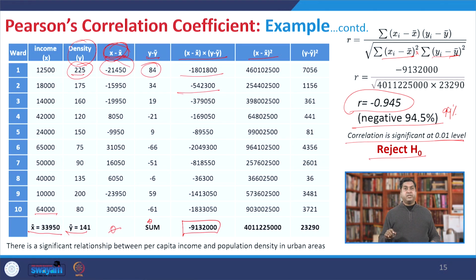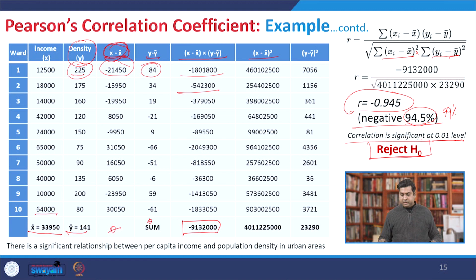Here we are having a relationship, and it is very strong because it is almost close to the value minus 1, right. But the relationship is something like that. If you have higher income, then density will be lower. Again I am telling you, this is just hypothetical data, maybe in some region you may get a different value, but because the value is very high at 94.5%, it is giving this kind of relationship, and also it is significant at 1% significance level.